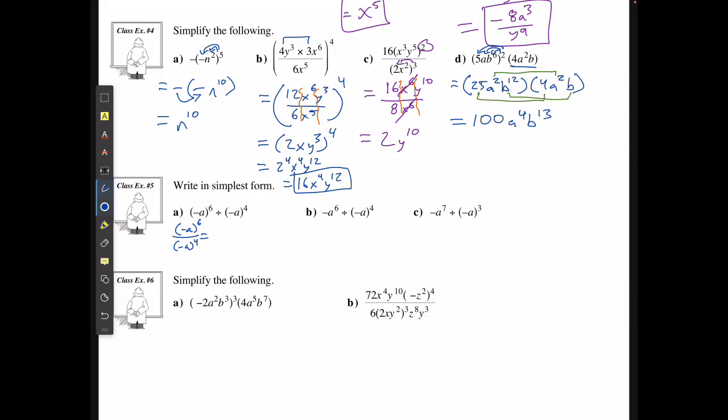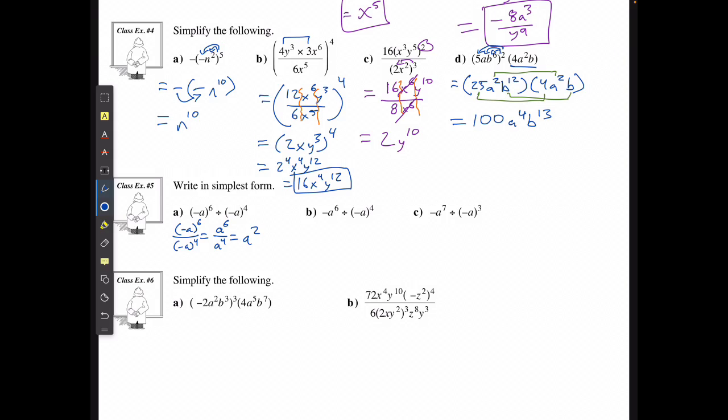The negative to the power of 6 is going to be positive, so I have just a to the 6, and the negative a to the power of 4 is going to be positive, and a to the 4. And then a to the 6 divided by a to the 4 leaves me with a to the 2.